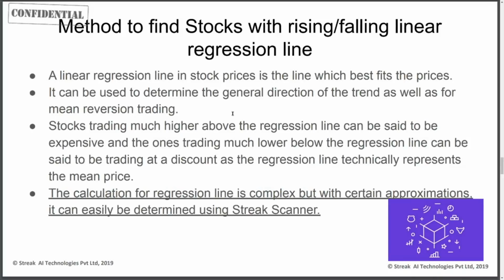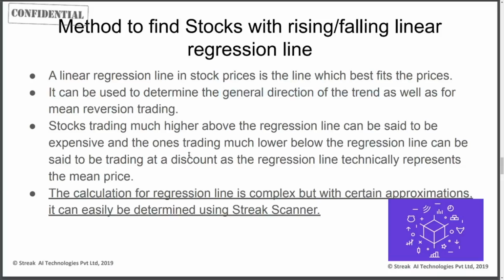Let's cover methods to find stocks with rising and falling linear regression lines. A linear regression line is a line which best fits the price movements. That's why the name linear regression. It can be used to determine the general direction of the trend, as well as the mean reversion, and can also be used for mean reversion trading. We'll see in a minute how.